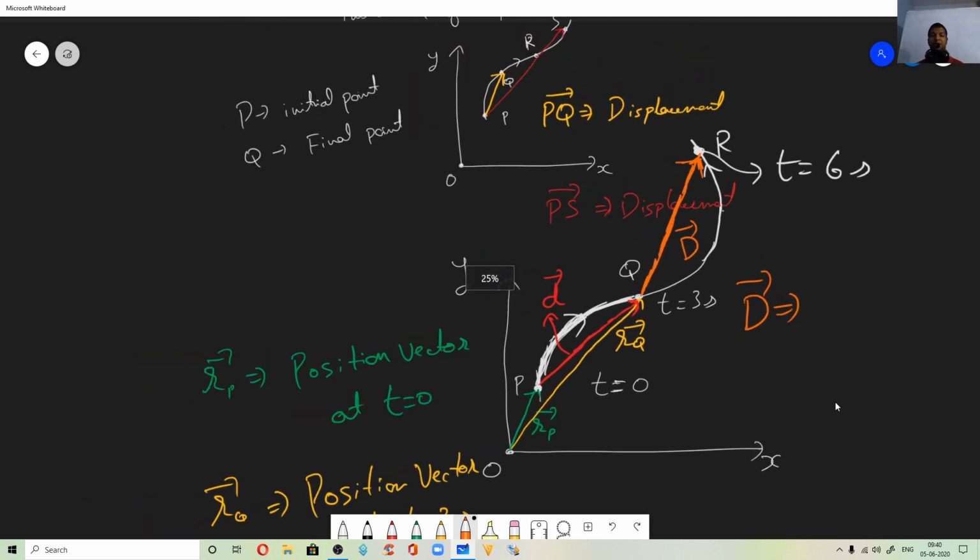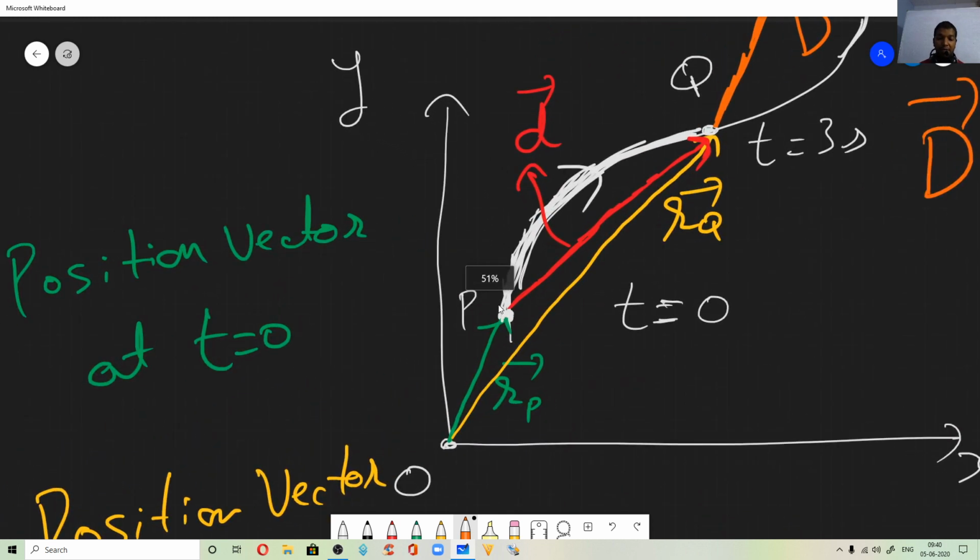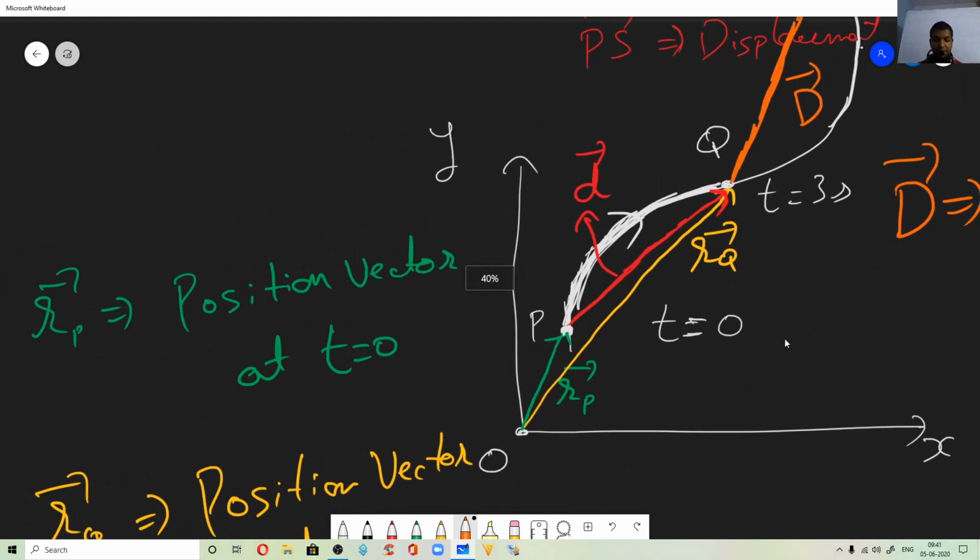So, displacement vector and position vector. For the displacement vector, you need to remember one thing: the tail of the vector must be at the starting point. See here, the tail of this red arrow is at the starting point. I asked you to assume P as the starting point, and the head of the vector, the tip of the arrow, must be at the ending point. The displacement vector always points from the initial point to the final point, starting point to ending point. So this is about the displacement vector.